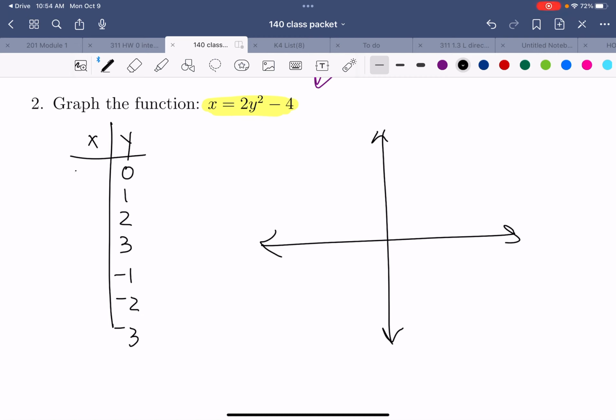So 0 is going to give us a -4. 1 squared is 1, times 2 is 2, minus 4 is -2. 2 squared is 4, times 2 is 8, minus 4 is 4. 3 squared is 9, times 2 is 18, minus 4 is 14. -1 squared is 1, times 2 is 2, minus 4 is -2. -2 squared is 4, times 2 is 8, minus 4 is 4. And -3 squared is 9, times 2 is 18, minus 4 is 14. Again, you can kind of see what's happening here.